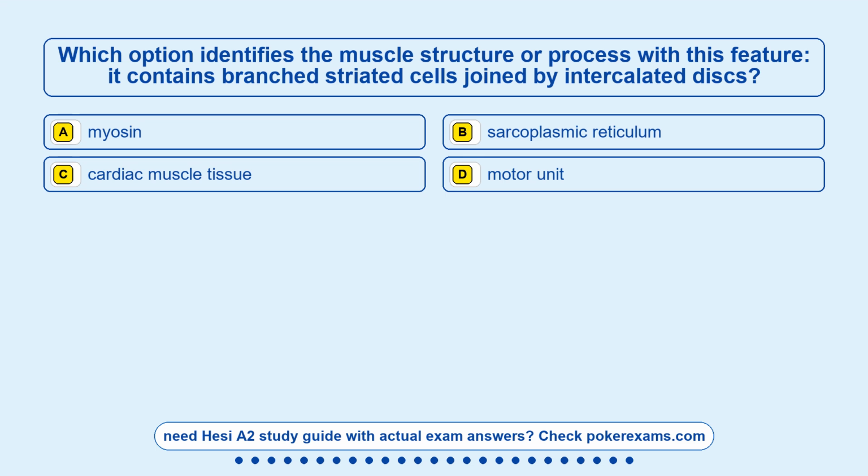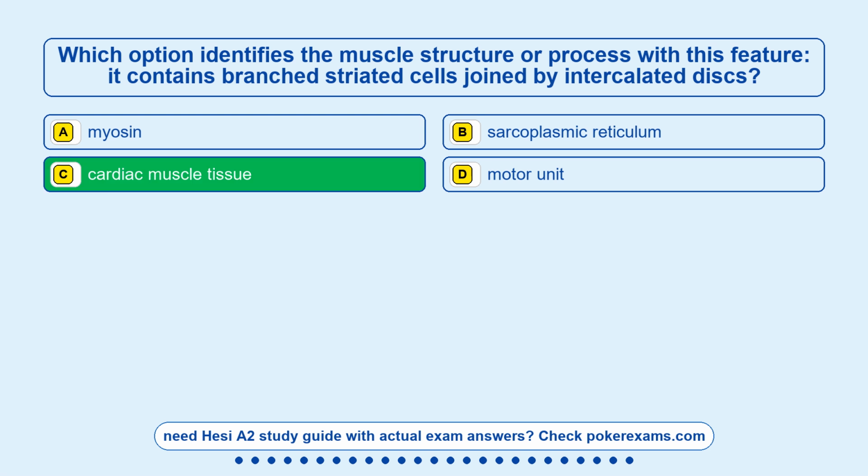Question 19. Which option identifies the muscle structure or process with this feature? It contains branched striated cells joined by intercalated discs. Option A, myosin. Option B, sarcoplasmic reticulum. Option C, cardiac muscle tissue. Option D, motor unit. The correct answer is option C, cardiac muscle tissue.